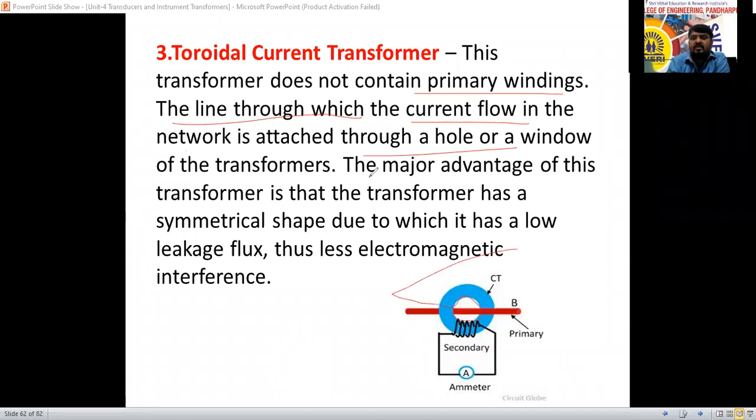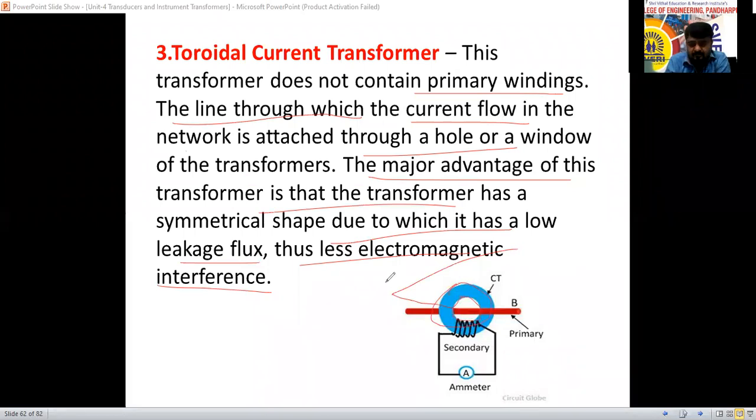The major advantage of this transformer is that it has a symmetrical shape, due to which it has low leakage flux, and thus less electromagnetic interference. So the toroidal shape is there, and we are going to use this toroidal shape for the current transformers.